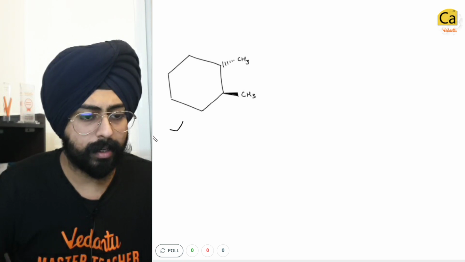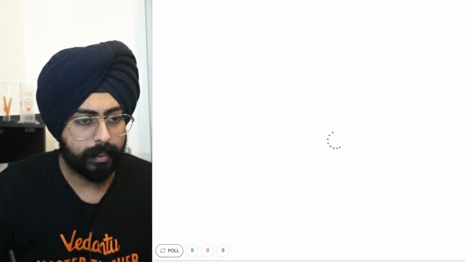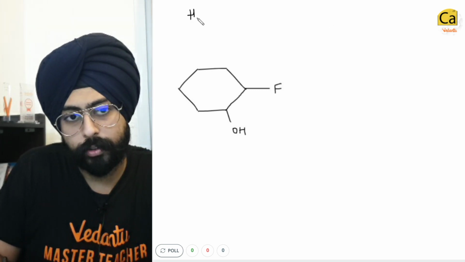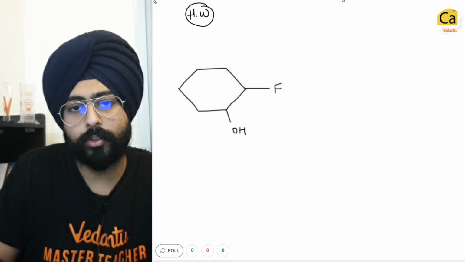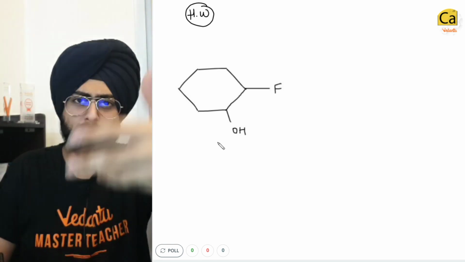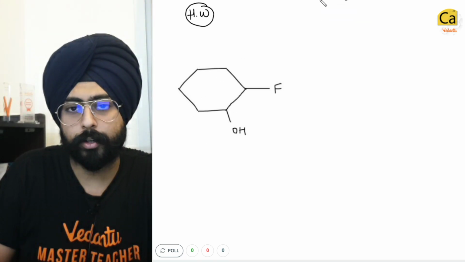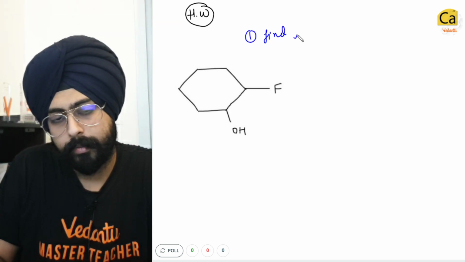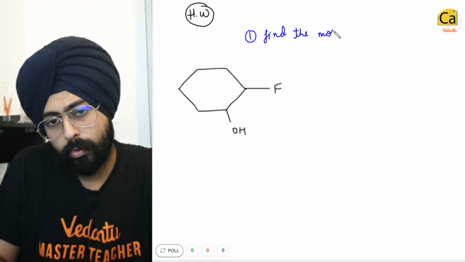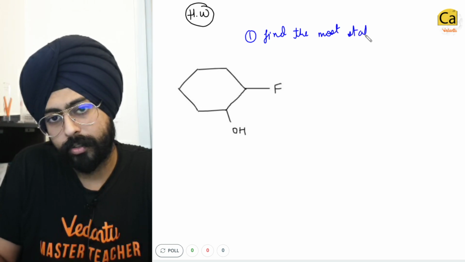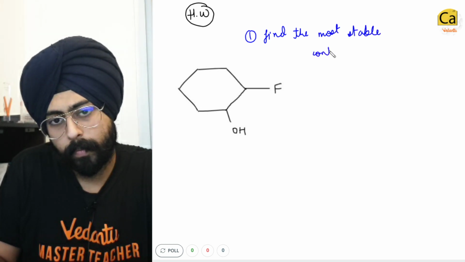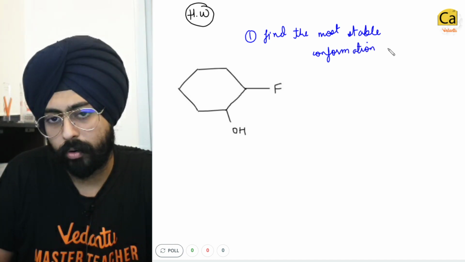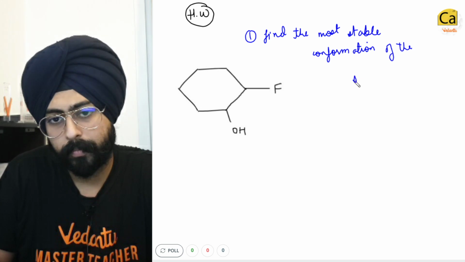We have done this question. Now this question is homework for you guys, and in case you watched Epic GOC, you would know this already. After this homework, I'll teach some definitions to you guys. You have to first of all find the most stable conformation of the given structure.